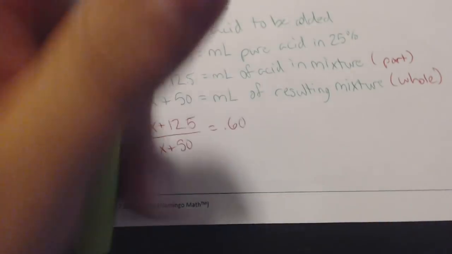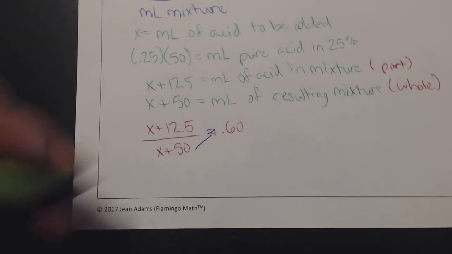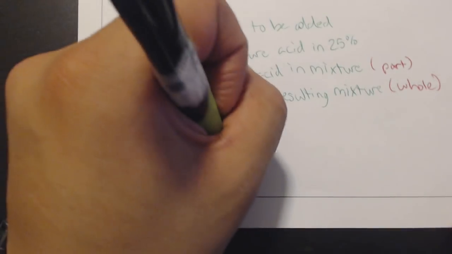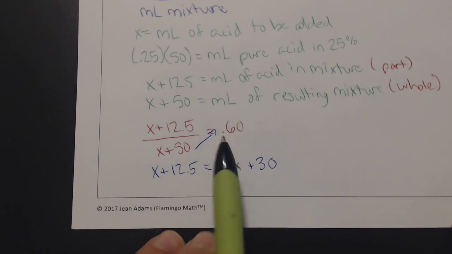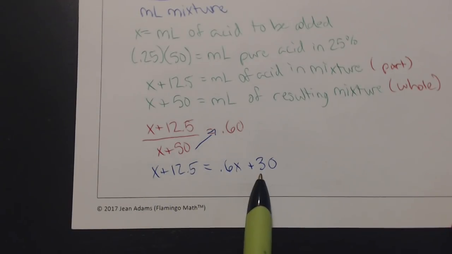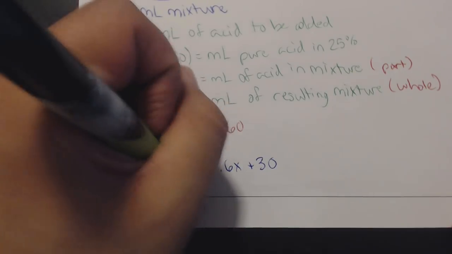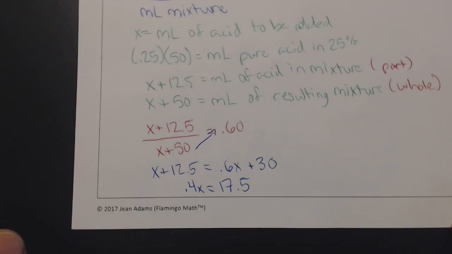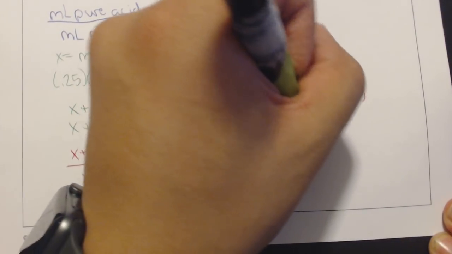I multiply the x plus 50 to both sides. And I get x plus 12.5 is equal to 0.6x plus 30, distributing the 0.6 into x and into 50. And I solve for x. By solving for x, I get 0.4x is equal to 17.5. Divide by 0.4 on both sides. I get x is equal to 43.75.